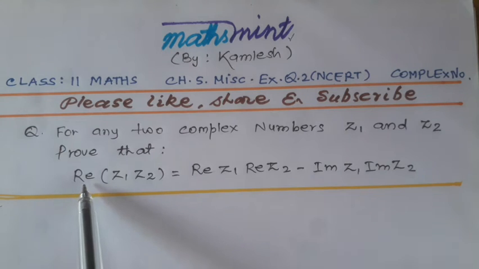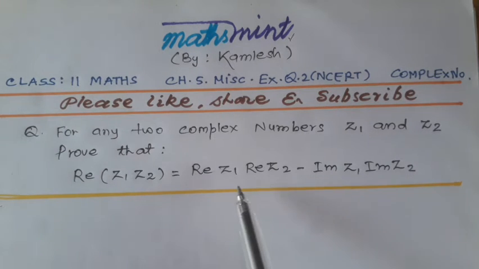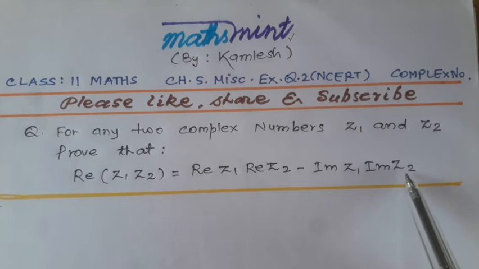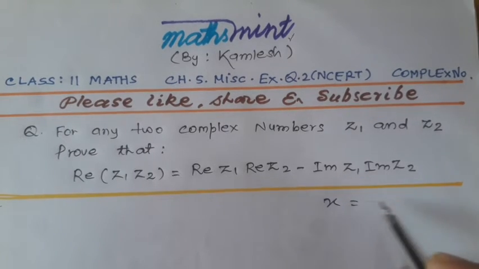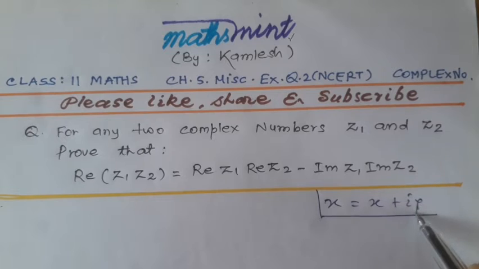So the real part of the product of z1 and z2 will be equal to the real part of z1 into the real part of z2 minus the imaginary part of z1 and the imaginary part of z2. We know that the general form of a complex number is z equal to x plus iota y. This is the general form of a complex number.